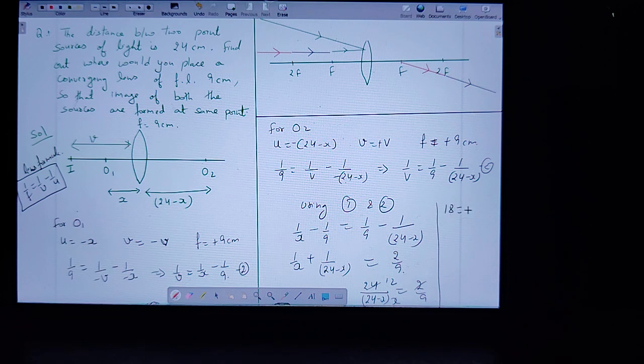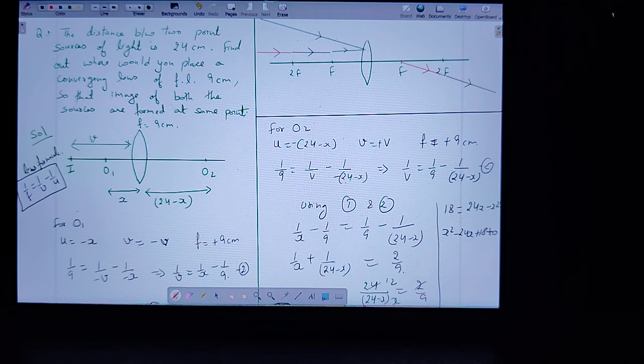So we get here 18 into 24 equals... the equation becomes 24x minus x square, and the equation becomes x square minus 24x plus 18 equals 0. Is the equation correct? So solve it and you are getting x as 6 and 18. Roots of x are? Solve it.